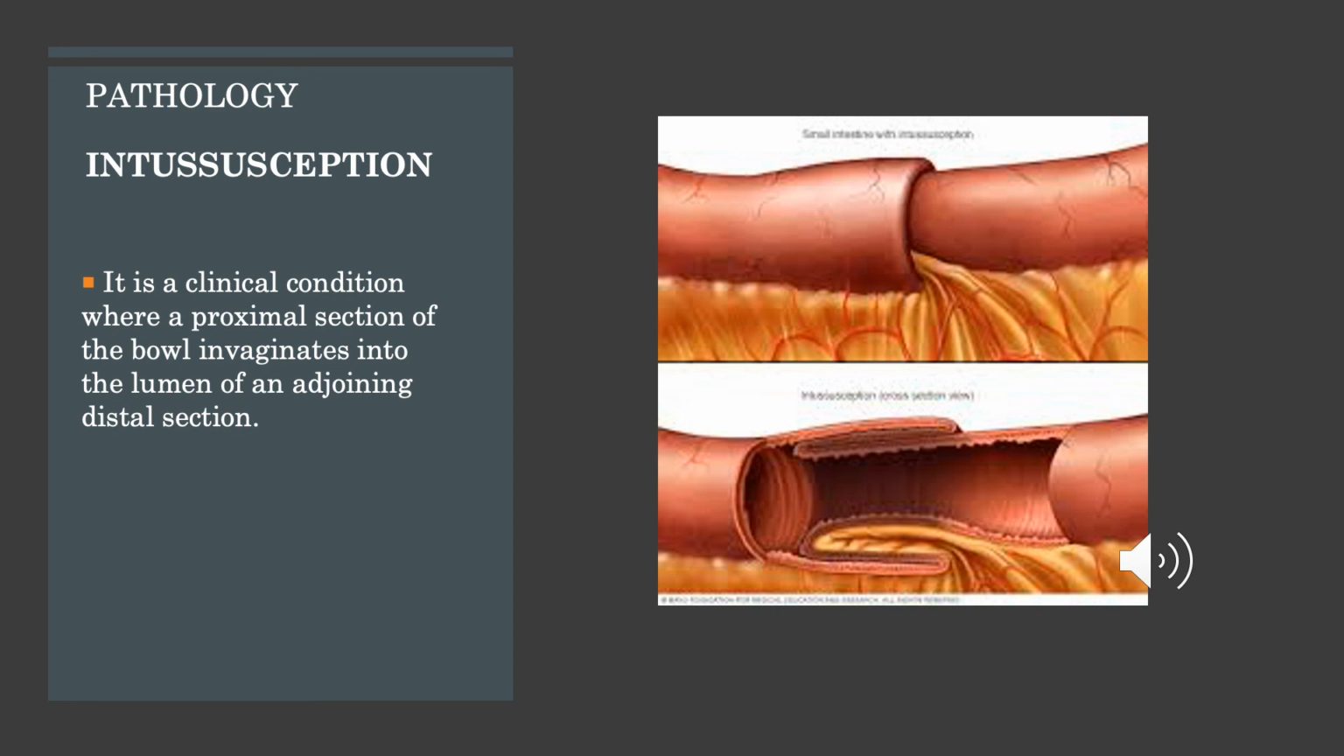Another possible outcome in the large intestine is intussusception. It is a clinical condition where a proximal section of the bowel invaginates into the lumen of an adjoining distal section. This may cut off blood supply to the bowel and cause gangrene. The different forms of intussusception are ileo-ileo, ileocecal, or colic-colic. The ileocecal intussusception is the most typical form.